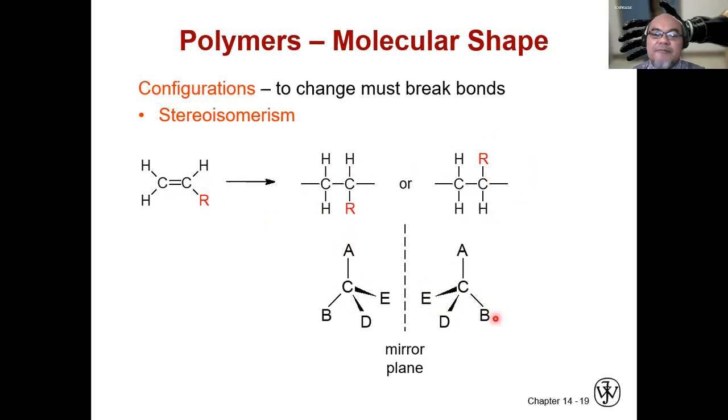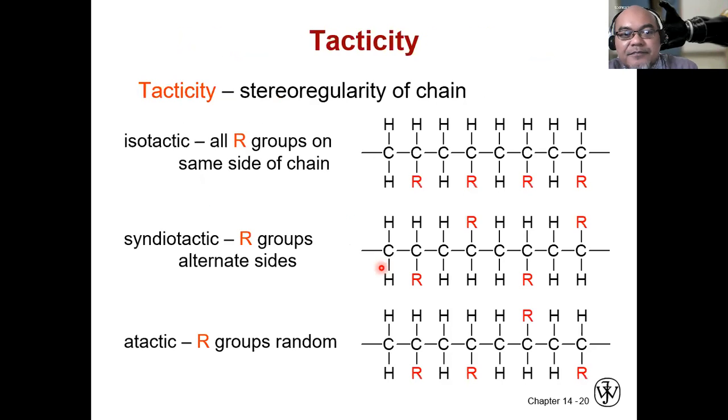For example, here the chemical structure is the same, A, B, C, D, E, like this, but they are located at different places. When we have a mirror like this, this is called stereoisomerism. So the different structure is not due to the branching of the chain, but rather because one of the functional groups is located at a different location of the molecule.